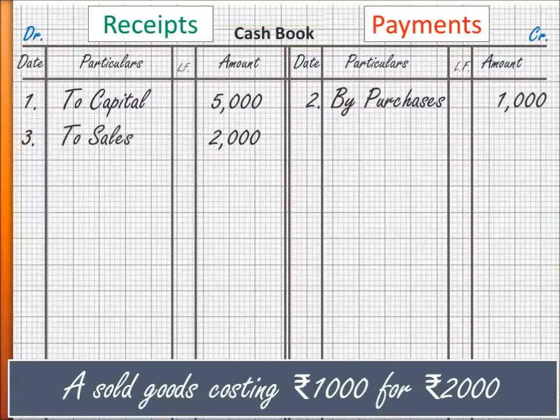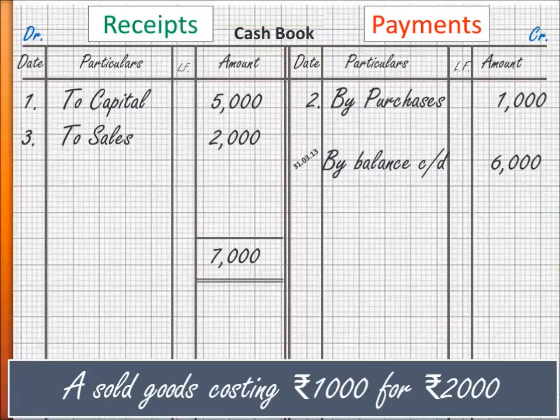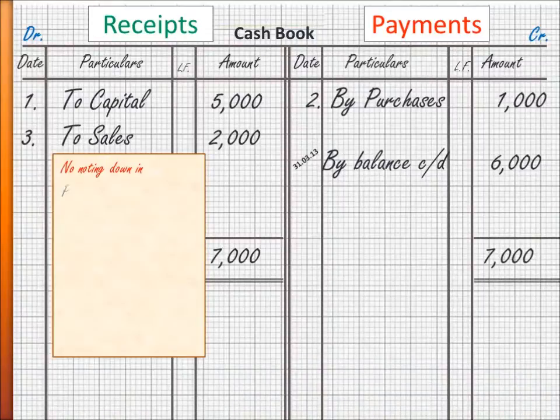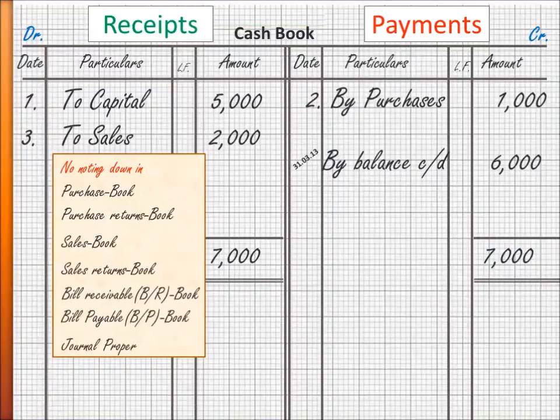What should be the narration? To sales. I have already told you cash book is just like the cash count that you have prepared in the previous segments. So total on debit side rupees 7,000 and by balance c/d rupees 6,000 as on 31st March 2013. By balance c/d means by closing balance, because the cash book will be closed on the day of closing and the closing is 31st March 2013. So in this way we have prepared the cash book. There is no noting down in the purchases book, purchase returns book, sales returns book, BR book, BP book and journal proper.